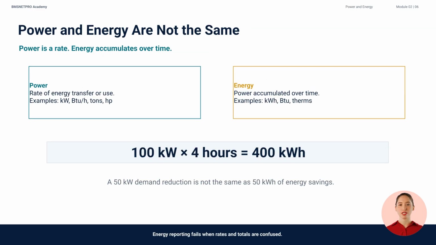Power is the rate at which energy is transferred or used. Energy is that rate accumulated over time. A chiller input of 100 kilowatts is a power value. If it runs at 100 kilowatts for 4 hours, it uses 400 kilowatt hours of energy. This matters in BAS reporting, demand management, utility analysis, and savings verification.